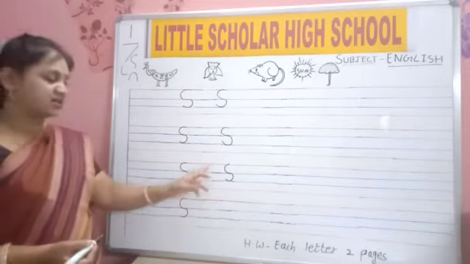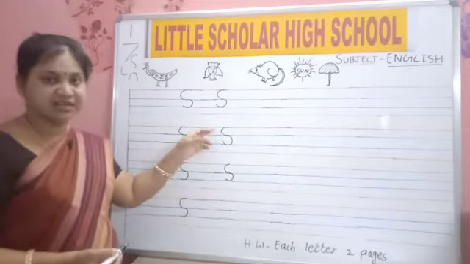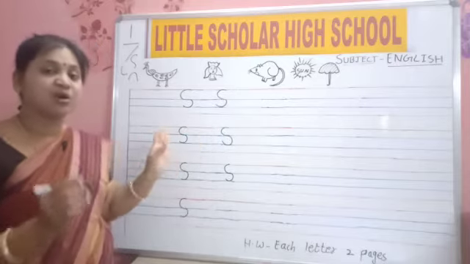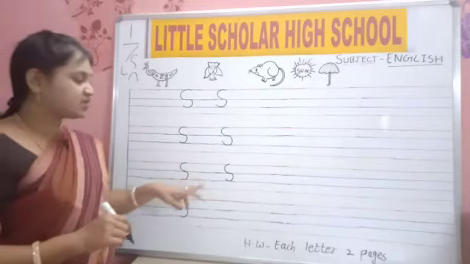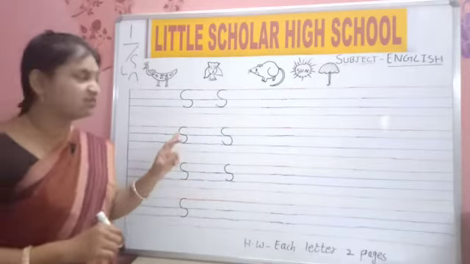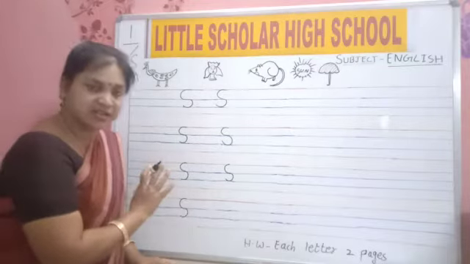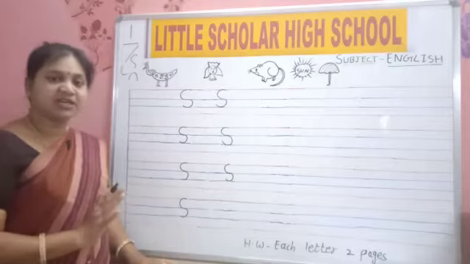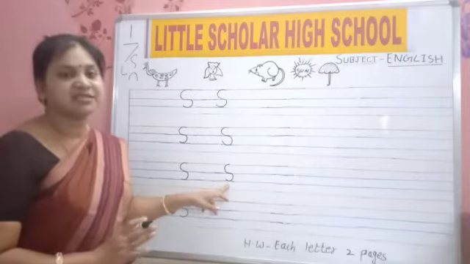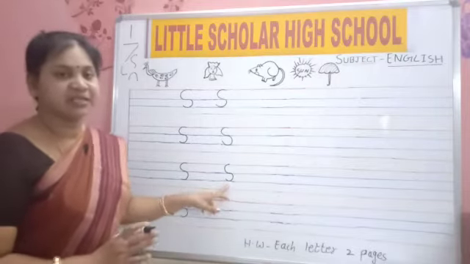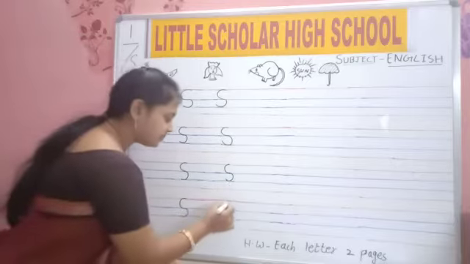Curved line. Which one is this? Are there straight lines in this? No, curved lines are there. We are learning letters using curved lines now. There is no straight line, no slanting line in this. Only curved line. Which letter is this? S, capital S. S for sun. See once again.